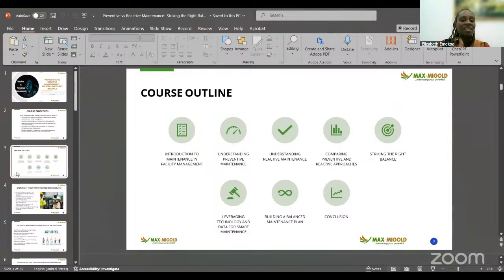Preventive maintenance in our facility management, okay? So these are the course outline: understanding preventive maintenance, understanding reactive. As a facility manager, how do you know that this should be reactive, this should be preventive? When should you take action? Do you have to wait for your generator to run down before you start thinking about maintenance? Those are the conversations we're going to have today, striking the right balance between maintenance and the maintenance plan, okay? So next slide, please.